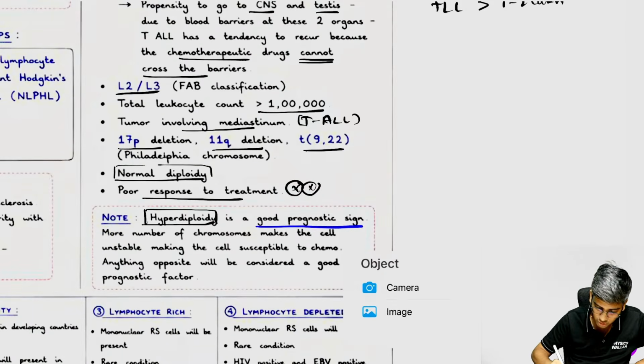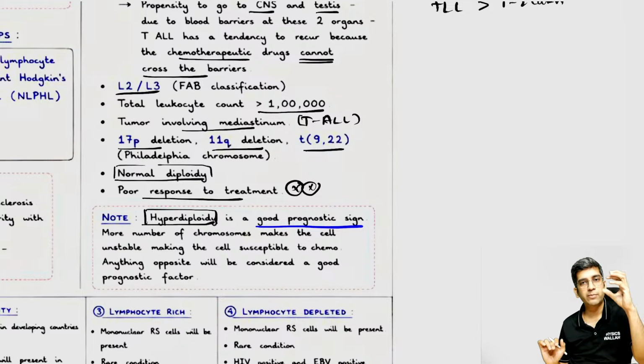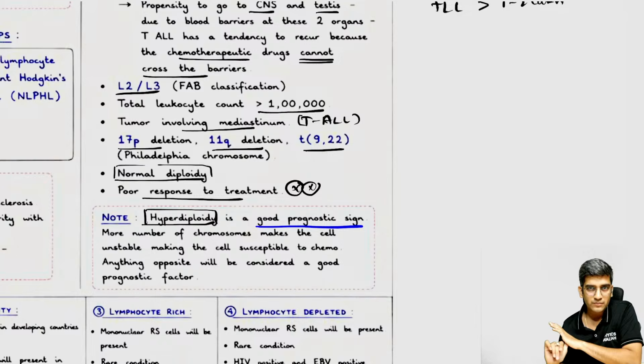Hyperdiploid is a good prognostic sign. Hyperdiploid means a cell with more than 50 chromosomes. I want you guys to answer only one thing. With more than 50 chromosomes, is the cell good or bad? Is the cell stable or unstable?